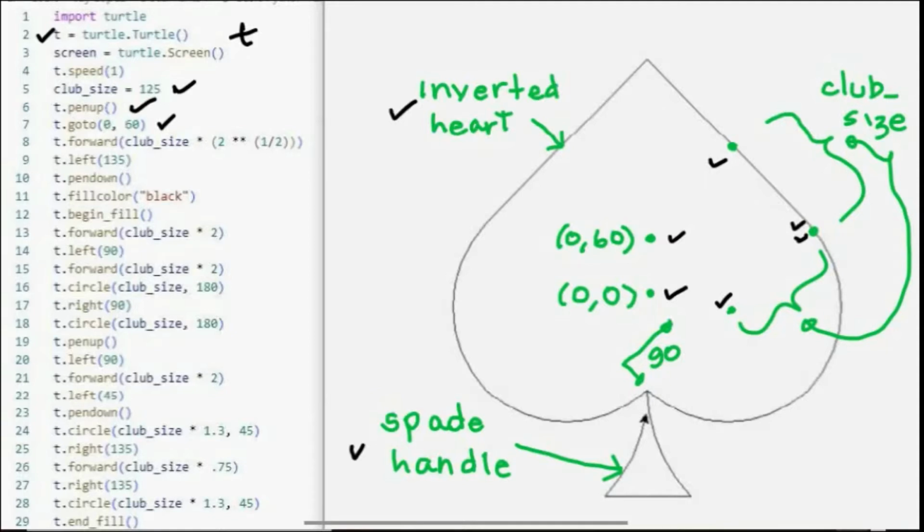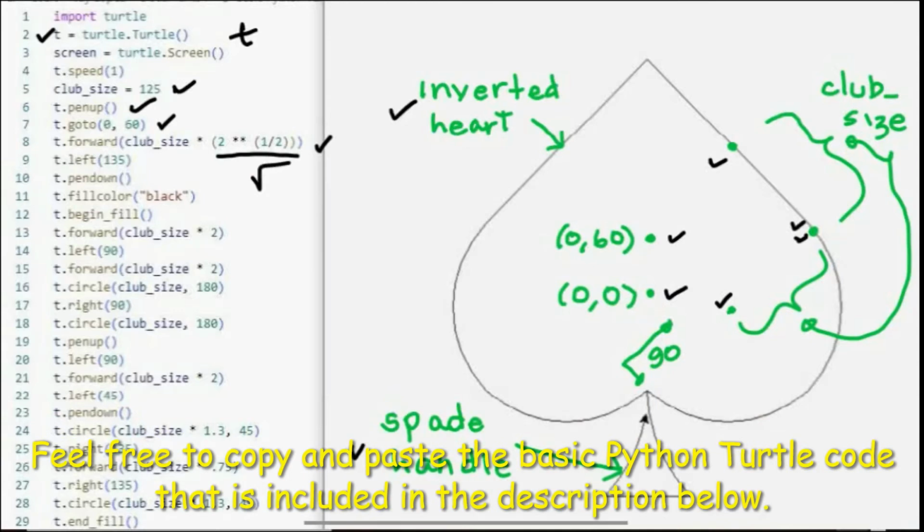And then from 0, 60, I go forward a distance of club size multiplied by this quantity here. In computer language, this is actually radical 2. So radical 2 times club size, that is the distance. I will let the turtle go forward. Incidentally, at this point here, the direction of the turtle is like this one here. So I go straight until I reach this point here.